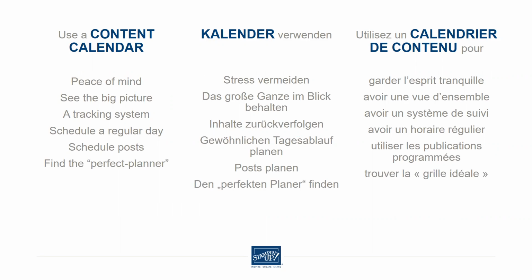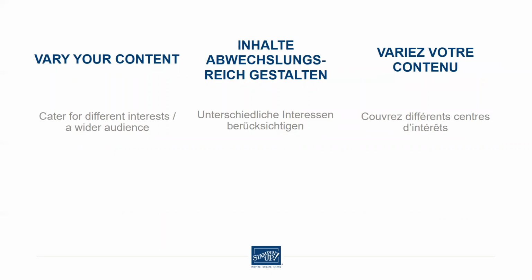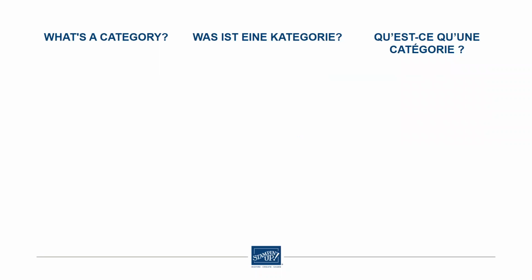You're going to want to vary your content because you want to maximize the different interests your readers will have. So think about using the sly use of categories or themes to help you plan, fill, and vary your content. Haha, what's a category, you may ask? Well, a category or a theme will help you break down your post choices into easy, bite-sized pieces.